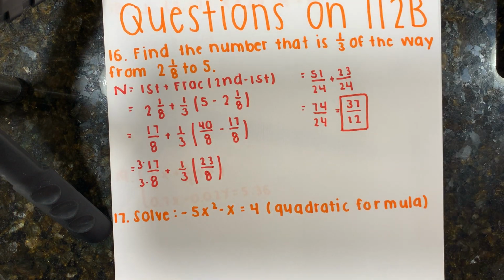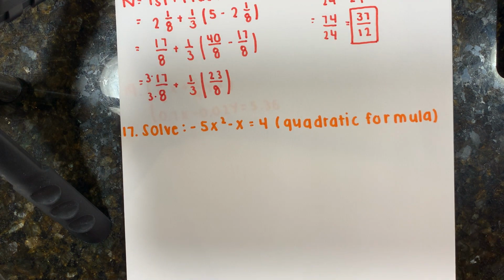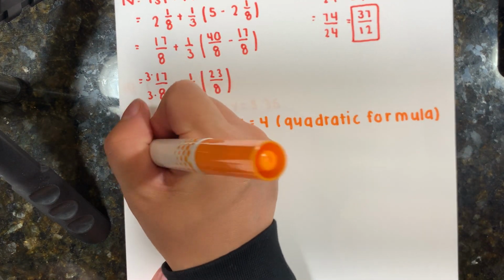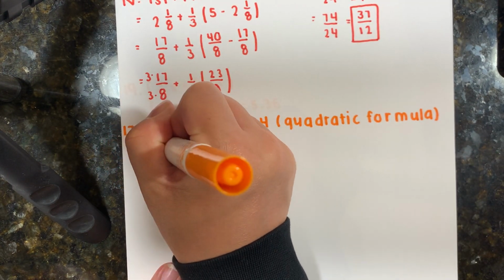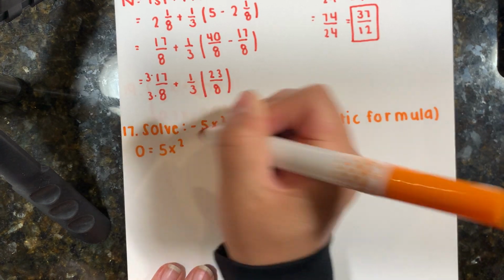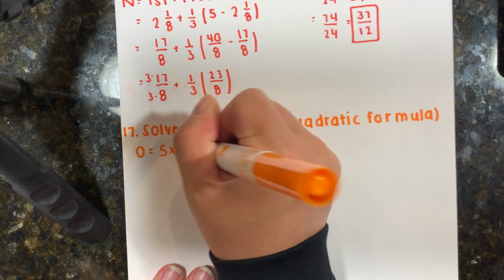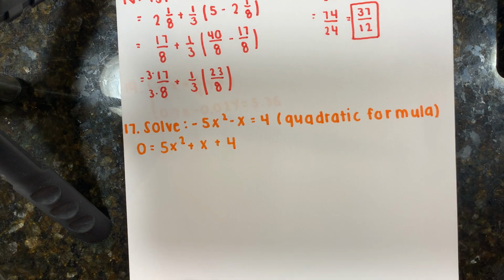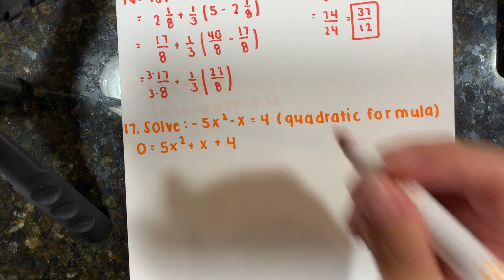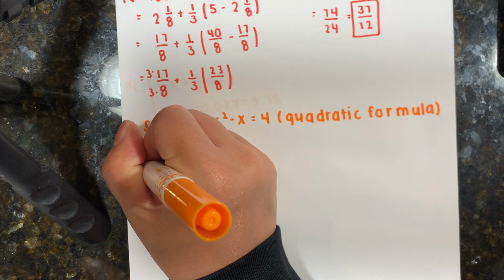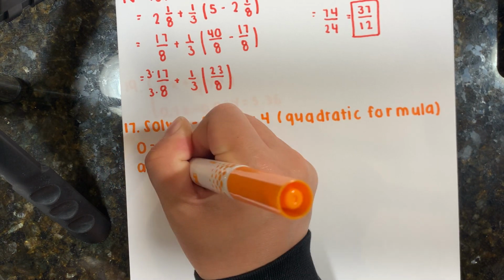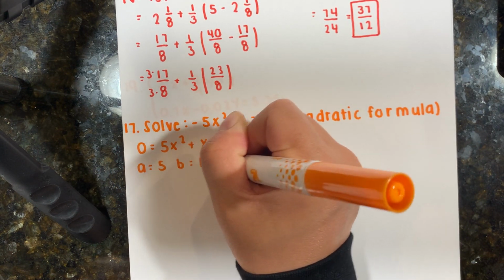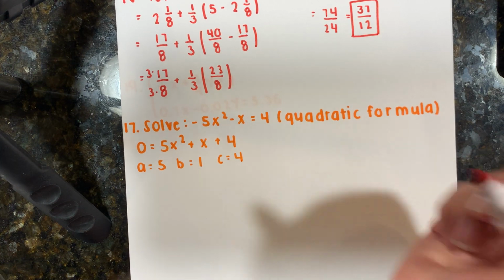So all we had to do was make those into improper fractions, then just follow the equation. Number 5, we're asked to solve this by quadratic formula. So I'm going to set this equal to 0. That would be 0 is equal to 5x squared plus x plus 4. And now I have my a is going to be 5. My b is 1 and my c is 4.